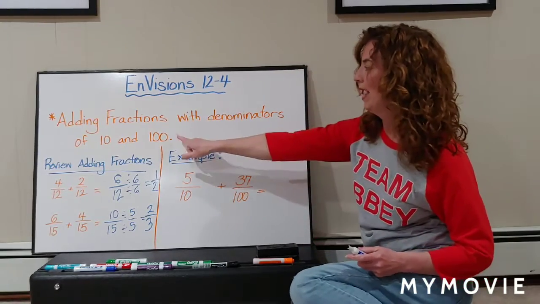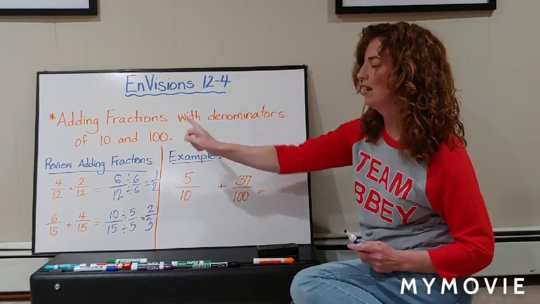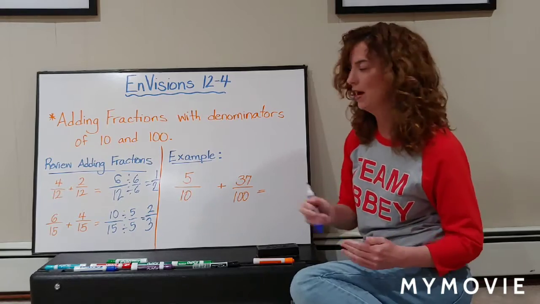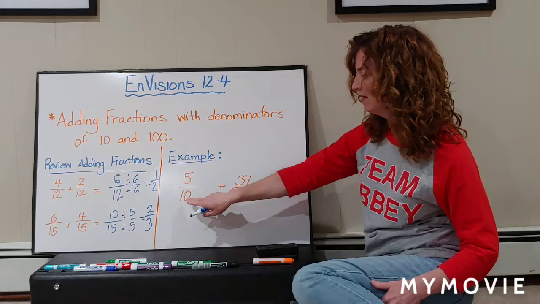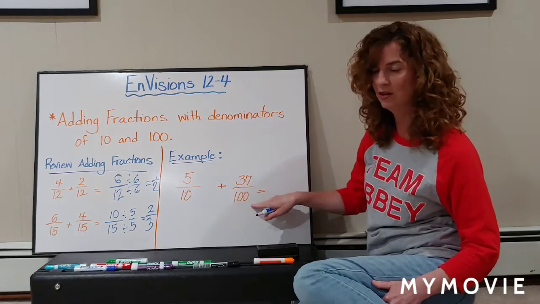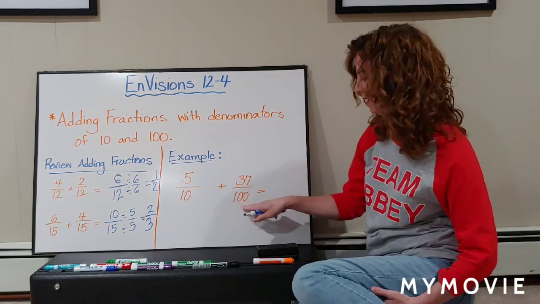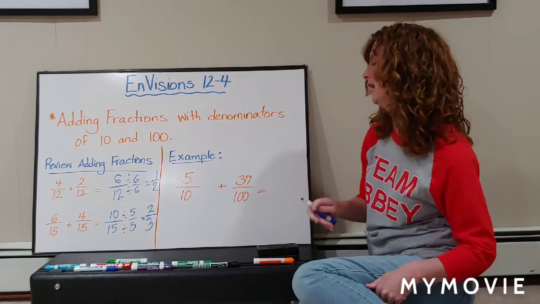And here's our example. We want to add fractions with denominators of 10 and 100. Now, I know I can't do 5 tenths plus 37 hundredths because the tenths is different than hundredths. This is a much larger piece than this. So I have to get them to be the same.